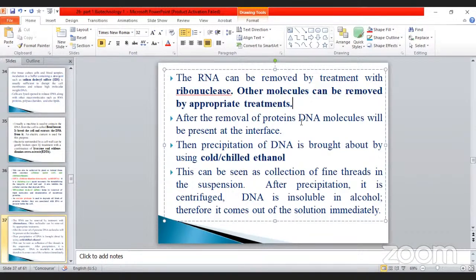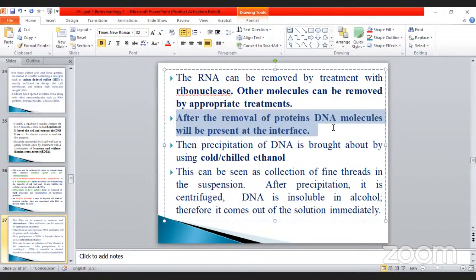After the removal of protein, DNA molecules will be present at the interface. Complete removal of the other molecules is needed. DNA is a high molecular weight molecule present at the interface. Then precipitation of the DNA is brought about by using cold, chilled ethanol. This is very, very important.